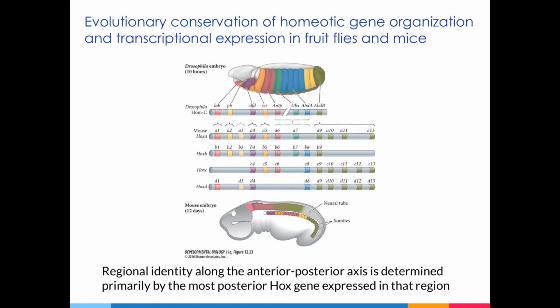So genes that are located in regions that are closer to the 3' ends of chromosomes are expressed more anteriorly, and those that are located in regions closer to the 5' ends are expressed more posteriorly.